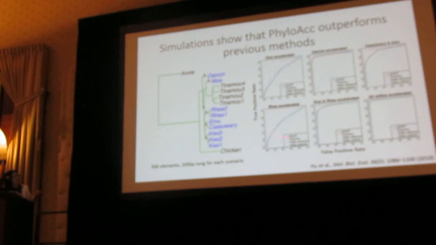And here is an ROC curve. We compare our method with phyloP and other methods, and our method is better than phyloP and other methods in all the scenarios.